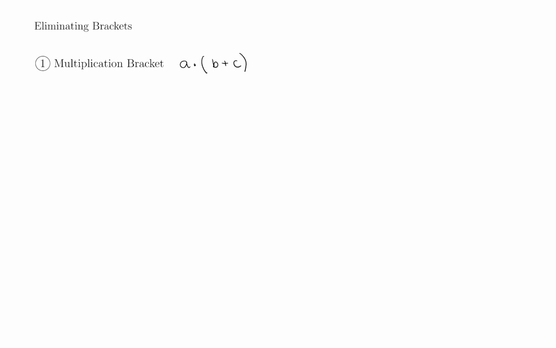And now the question is, how can we deal with this bracket? What do we do? So we have to multiply A by B and A by C. So this first expression can be rewritten as A times B plus A times C. And so you have seen from the left to the right, we eliminated the bracket. And this is also the distributive property. You have probably heard about that. So for multiplication brackets, we can use the distributive property to eliminate the brackets.